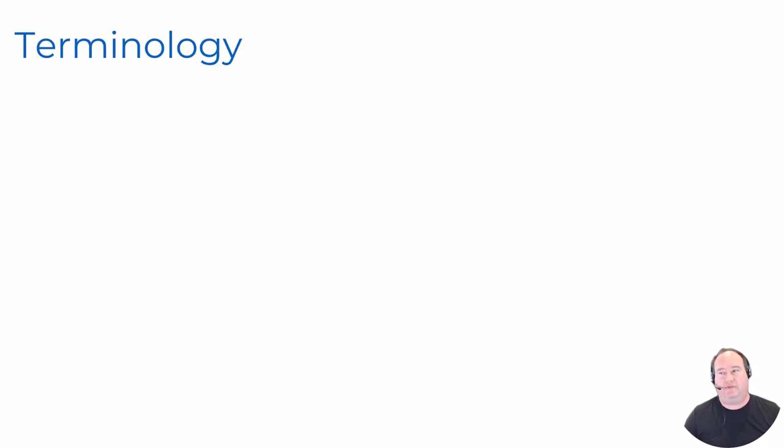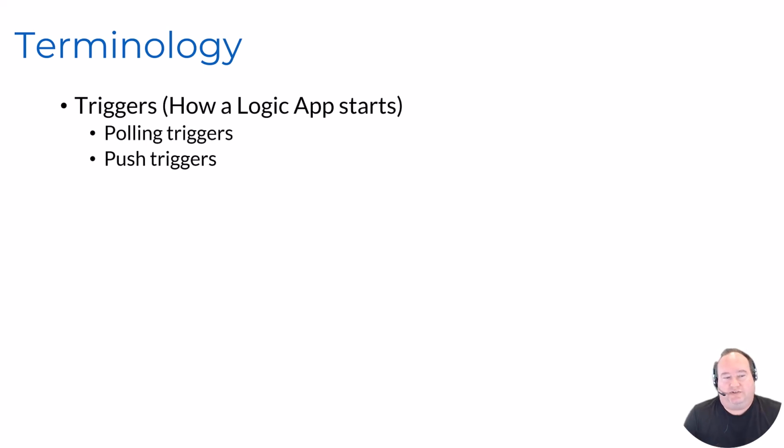Let's talk about a little bit of terminology. Triggers, you'll hear about triggers a lot in Logic apps, and this is really how they start. There are two main types of triggers: polling-based triggers and push-based triggers. Polling-based does exactly what it sounds like. It's essentially a timed process that goes and looks for new messages, like in a queue, for example, every 3 seconds or every 30 seconds or something like that. And then push triggers are where things call into that Logic app, like an HTTP endpoint, which you could call to trigger the Logic app to execute.